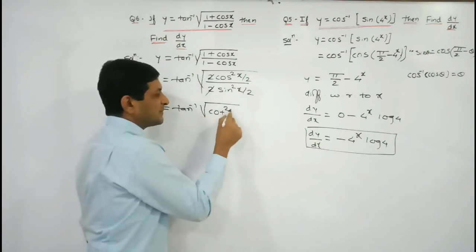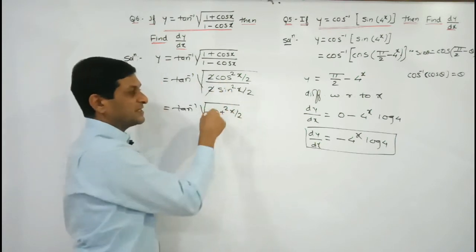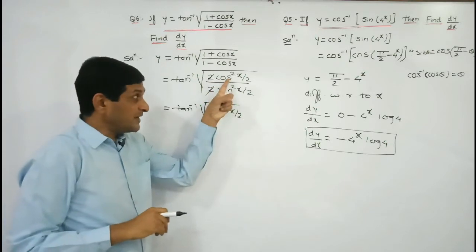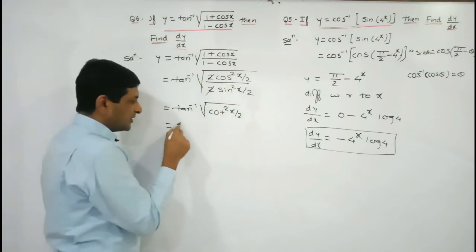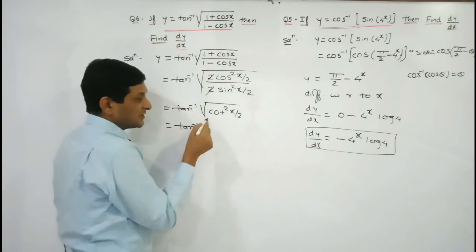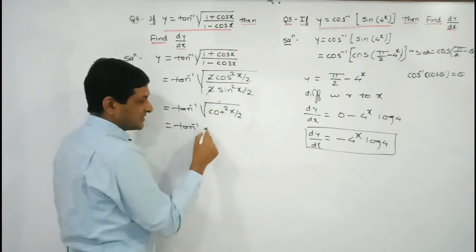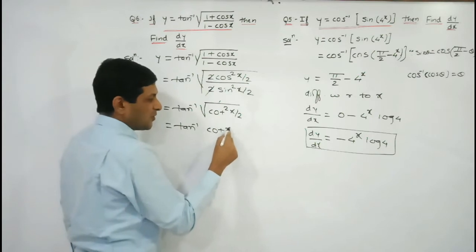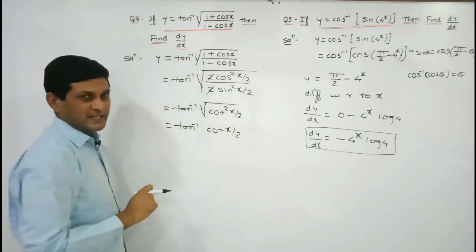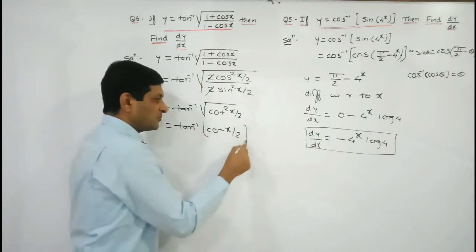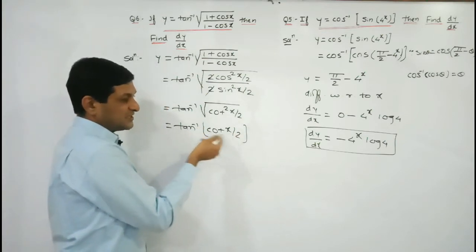Cot square x by 2, because we know that cos upon sin is equal to cot. So cos square upon sin square will be equal to cot square. So it is equal to tan inverse, keep it as it is. Here square and root will get cancelled, meaning the remaining term will be cot x by 2. Now here we can observe that this expression is in terms of cot.